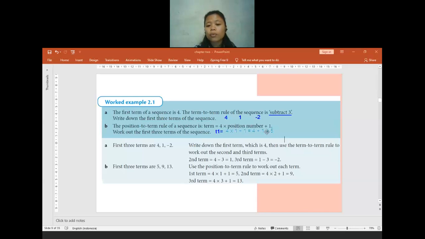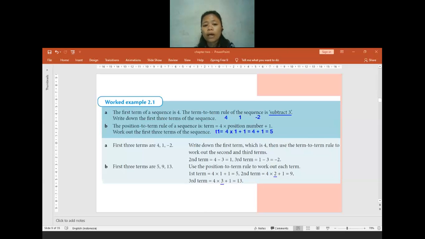Is there anyone get confused, or maybe I talk too fast? No? Okay, if no question, do the same thing for the second term. For the second term, for the position number, I replace it with number 2. That's why for the second term, it will be 4 times 2 plus 1, which is equal to 9. And then for the third term, the position number, I just need to replace it with 3. That's why it will be 4 times 3 plus 1, which is equal to 13.